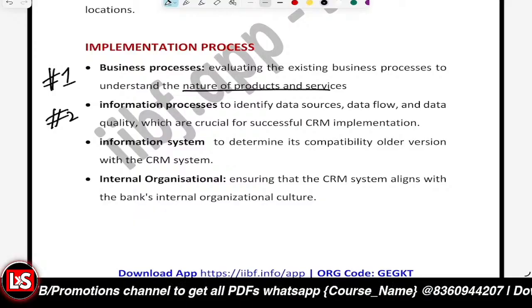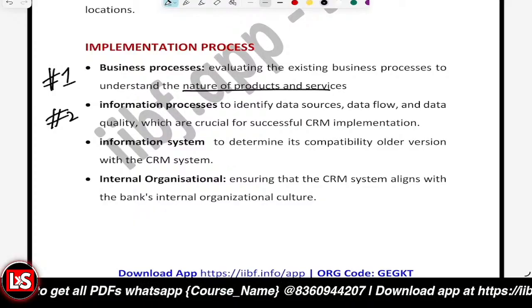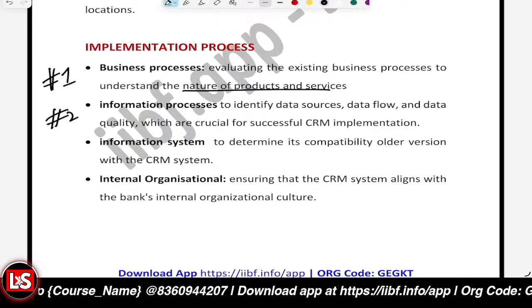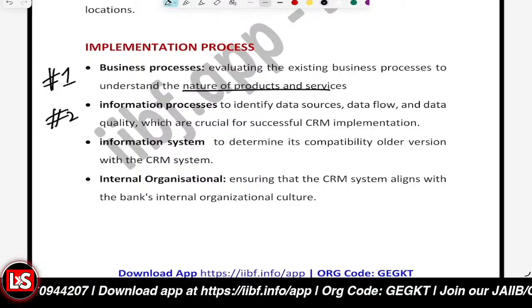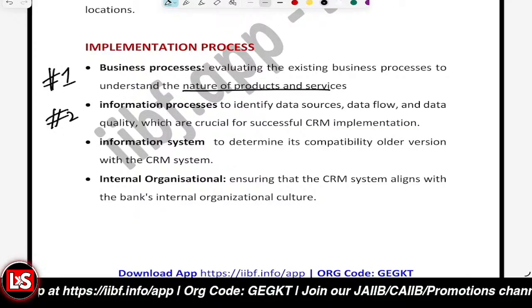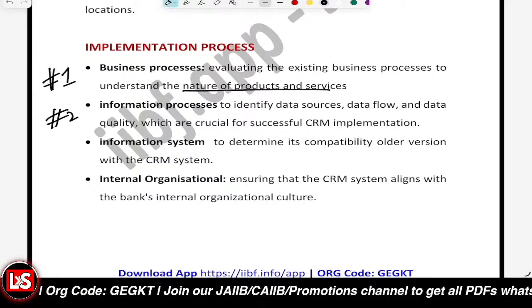The second thing we have to do is the information process evaluation, like the data sources we have, the data flow, the data accuracy, the data quality, because data is the main thing. If you put in garbage, you'll get garbage out. So you have to integrate it with high quality data, right? That is very essential for the success of the CRM.